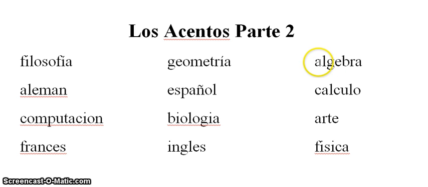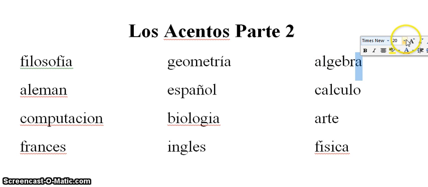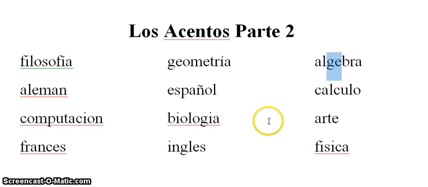Next word we have algebra. Okay, let's continue. The next word you have is the word algebra. So if you look at it, it ends in a vowel because it ends in A. The emphasis should fall on the next to the last syllable, so it should be on the GE part. But we don't say it that way, we say álgebra. Do you hear the difference? Breaks the rule, so you need a written accent over the A.